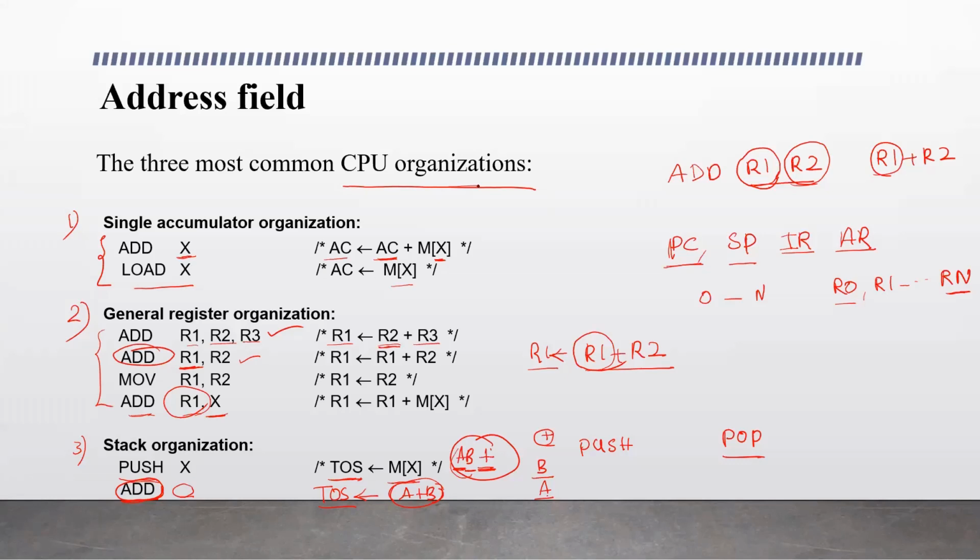In that case, when there is no address field, the address is specified implicitly. This only happens in stack organization. There will not be an address, but automatically it means the top two elements of the stack. Single accumulator organization will have the single address format, and general register organizations will have 2 or 3 address formats. If this is clear, we'll move on to the next slide.